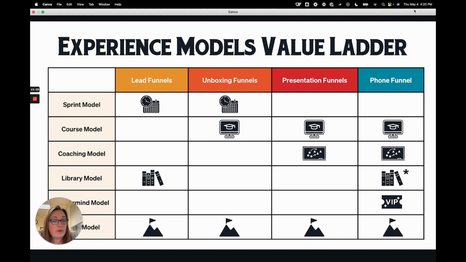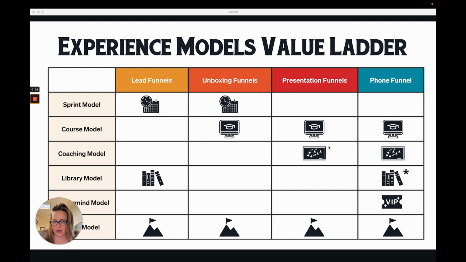So we know that sprint models are typically found when I'm looking at lead funnels or unboxing funnels. Course models, for instance, are more typically found in unboxing and presentation, and then maybe an augmentation to a phone funnel offer. A coaching model, however, you usually see on presentation and phone funnel, etc., right? So the models map to the value ladder. Super cool. So now you can ask yourself, where am I at with my business? What model best supports that?